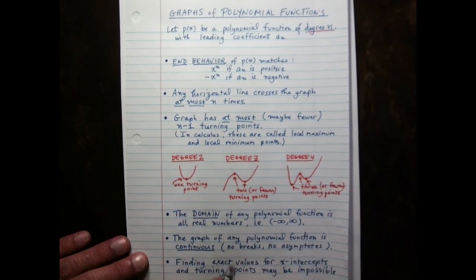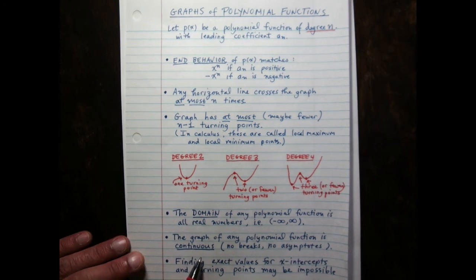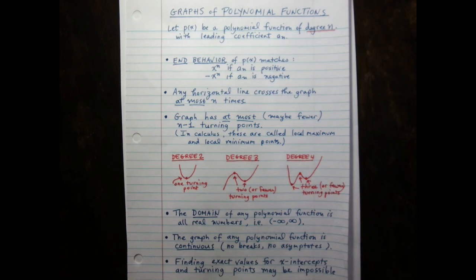And then a few more points. The domain of any polynomial function is all real numbers. So we never have to remove values of x from the domain of a polynomial. We like polynomial functions in math. We like them because their domains are always all real numbers. The graph of any polynomial function is continuous. The word continuous means that there are no breaks, no asymptotes to the graph.